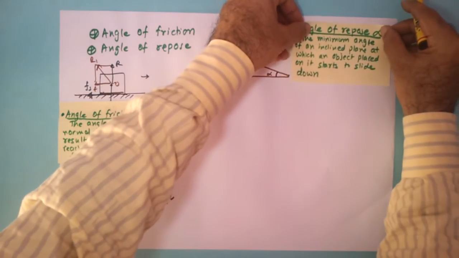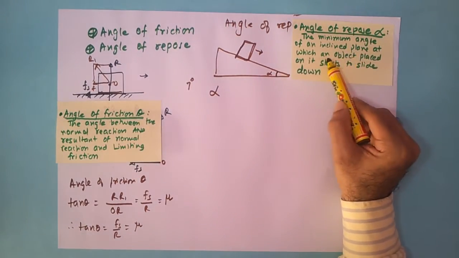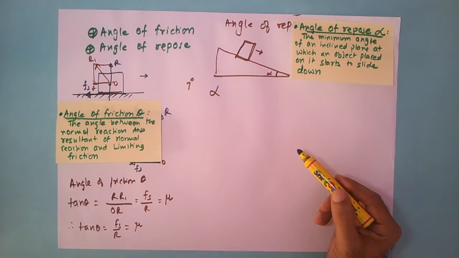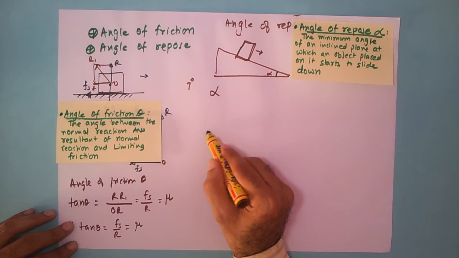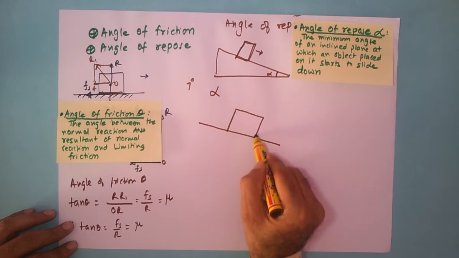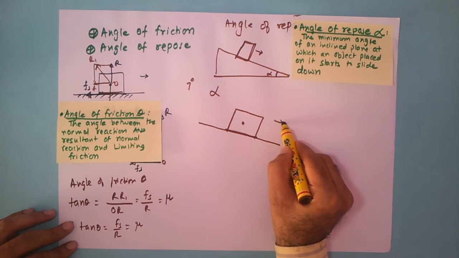So let me put it over here. Angle of repose is the minimum angle of an inclined plane at which an object placed on it starts to slide down. If I try to draw this object and look at all the forces, I will have something like this. The object is tending to move in this direction.